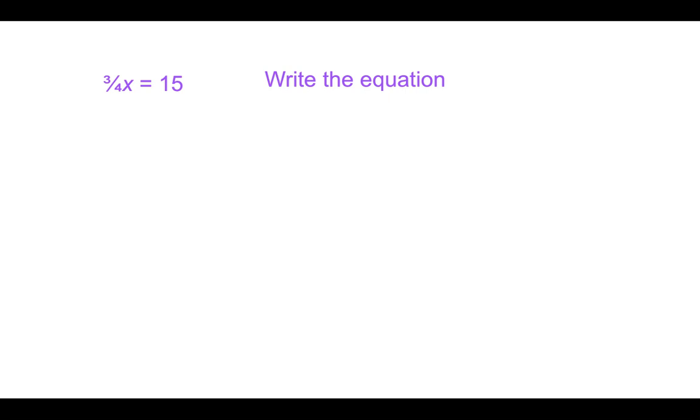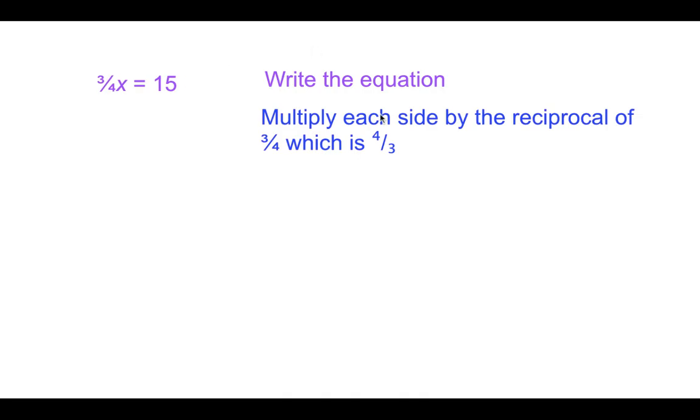Actually, let's try one more. Okay, so I have 3/4 x equals 15. Similar to the last one, except you'll notice instead of it being like 1/4, my numerator is a 3. So we're still going to use the same way to solve it. It just is going to look a little bit different. So we multiply by the reciprocal, just like we did before. And the reciprocal of 3/4 is 4/3, where before the reciprocal of 1/5 was 5/1, which was a whole number 5. This is not a whole number, it is a fraction. So again, we multiply each side by 4/3.